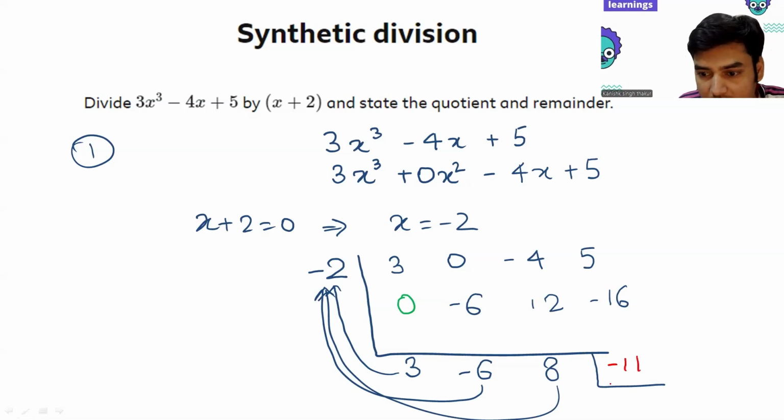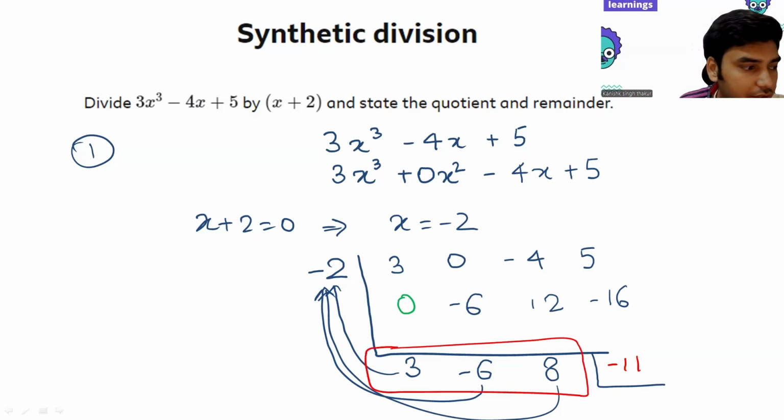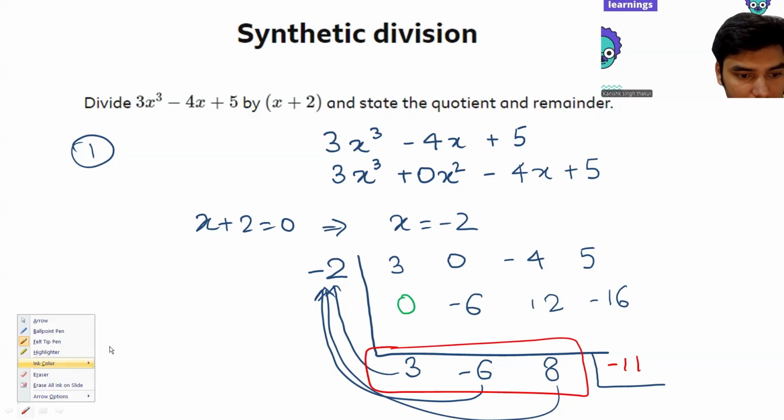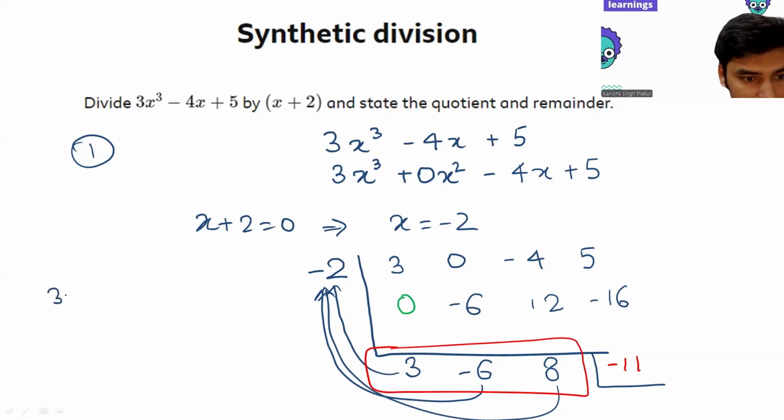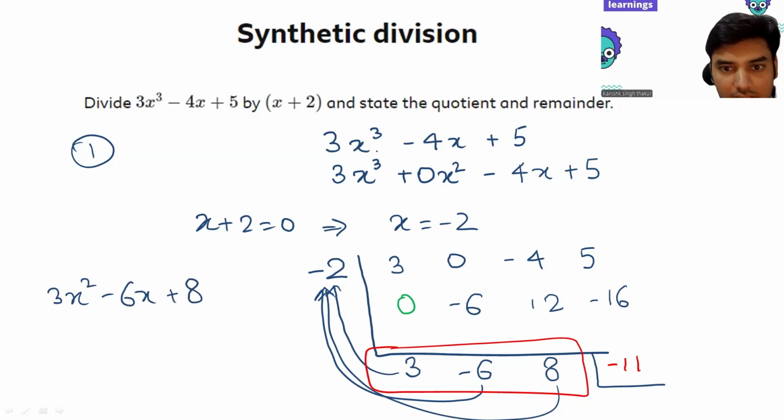So this is what gives you your remainder and this is what gives you your quotient. So your quotient will be what? Quotient will be 3x square minus 6x plus 8, right? Whatever your highest degree, one less than that will be the start of your quotient, and your remainder will be minus 11. Got it?